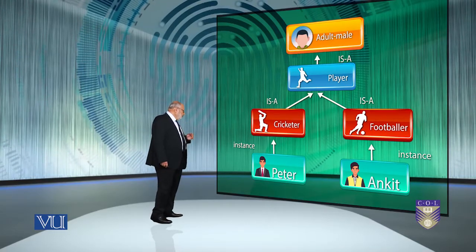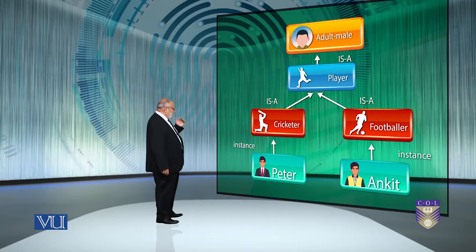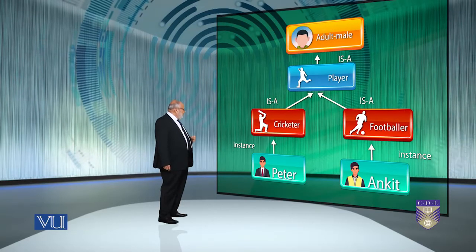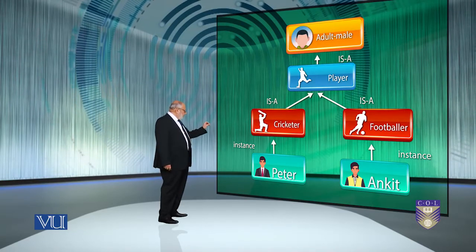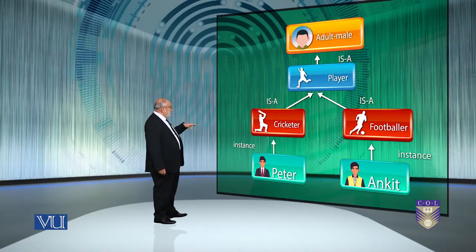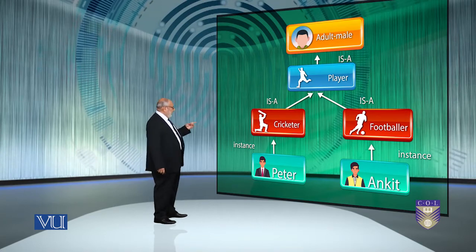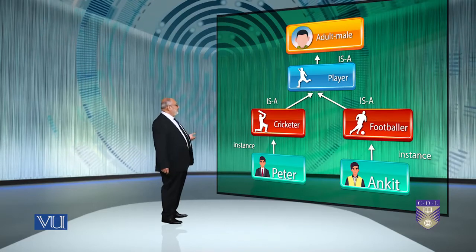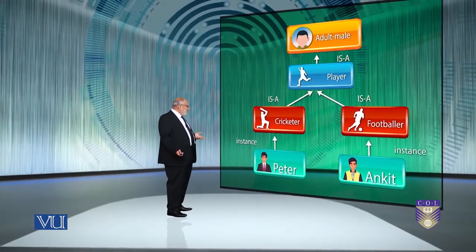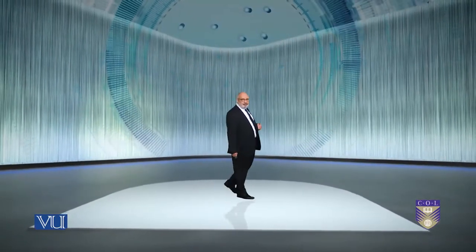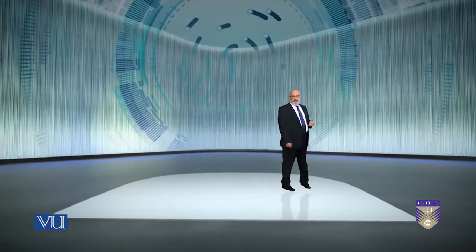Now, a cricketer is a player, and that's shown by the "is a" relationship. As you can see, we have seen the two instances shown by the arrows, followed by, if you go up, the "is a". So a footballer is a player, a cricketer is a player, and a player, of course, is an adult male. So this is a representation of inheritable knowledge.